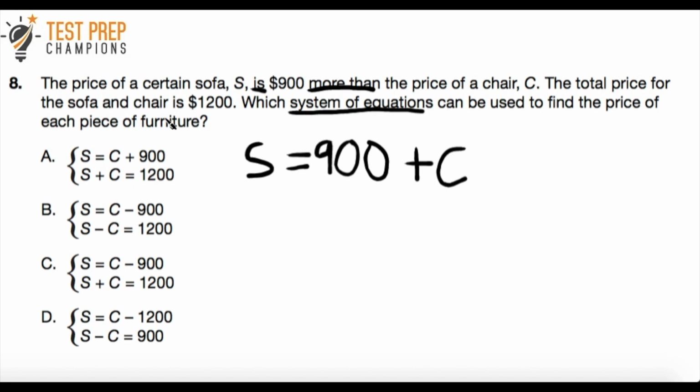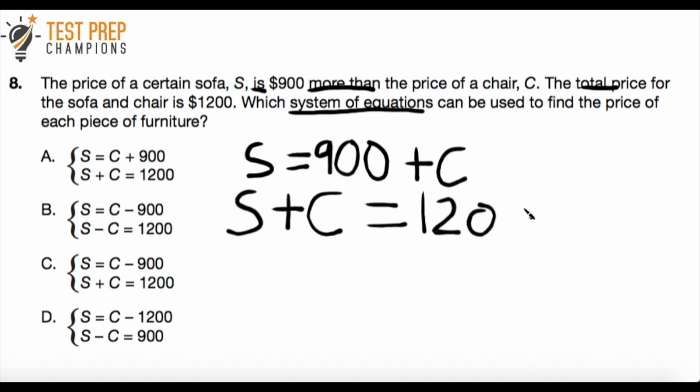And the total price of the sofa and chair is $1,200. So now it says the total price for the sofa and chair is $1,200. So let's let S now represent, again, the price of the sofa, and it says total price, so total, all right, that's going to tell us to add the total price of the sofa and chair. So we want to do S plus C for the price of the sofa plus the price of the chair. And again, total, that word tells us that we need to add here. All right, so that's equal to 1,200.